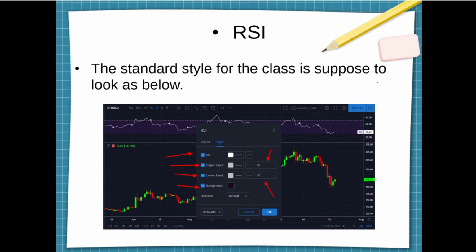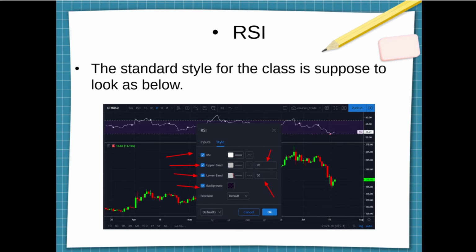Now the standard style for the class is supposed to look like this. So you have your RSI. I use the white because for me, I think it's easier to place lines and make what they call an indicator inside indicator analysis. Yeah, that's the name. So you have your upper band, which is 70, and the lower band, which is 30.